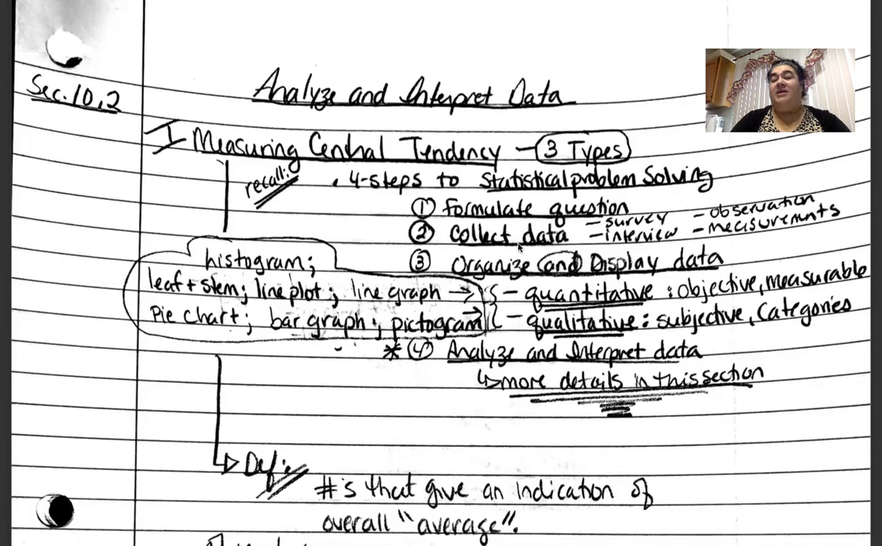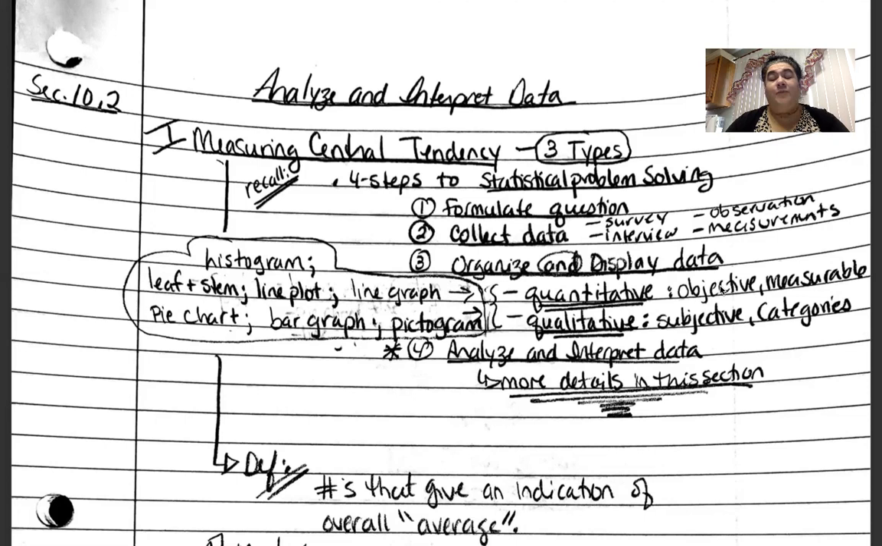So we talked all about collecting data, and then we wrapped things up in discussing organizing and displaying data, because once you've collected that data, you have two types of data. You have quantitative data, which is objective, it's measurable. It comes from things like how tall people are, the size of shoes people wear, how many males versus females, hair color, things like that. It's measurable data. It's objective. It's got nothing to do with who or what you're collecting data from.